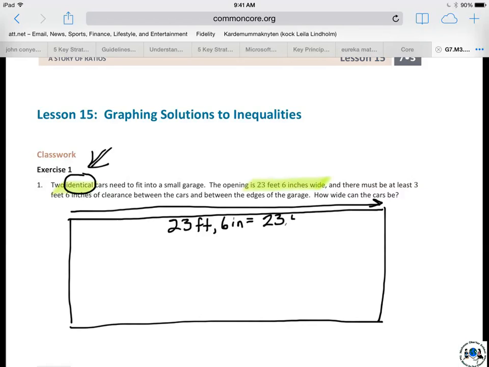And that could also be expressed as 23.5 feet. So that's the width of our garage. This is where our something needs to fit, and let's continue. So we need at least 3 feet 6 inches of clearance between the cars.